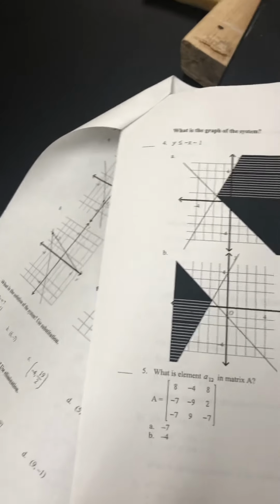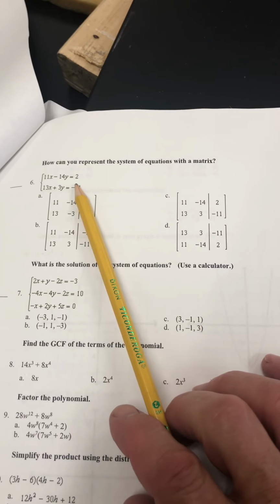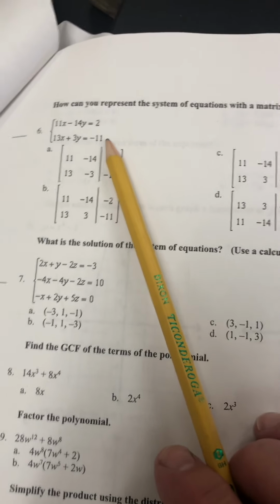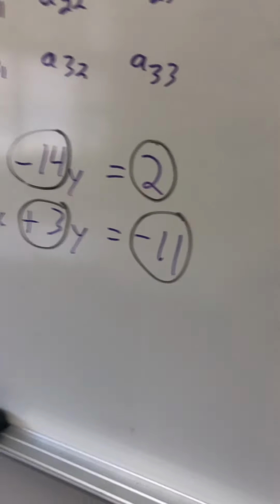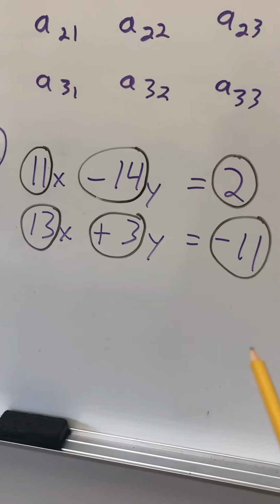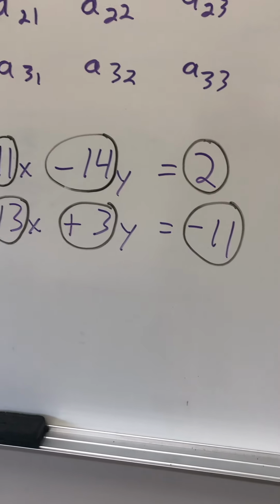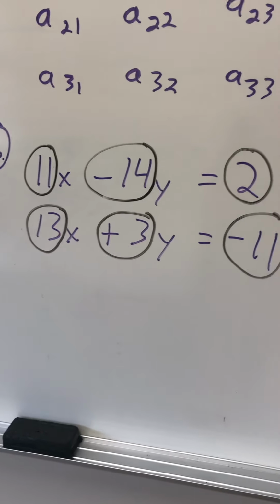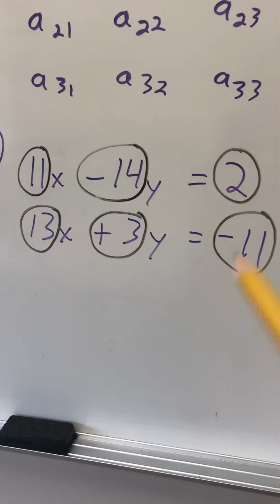For number 6, how can you represent the system of equations with a matrix? So you are going to just write these numbers. You would just list these numbers how they're set up in these equations, and I circled the numbers how they should look. The only thing that's going to look different is I have a +3 there, and it just has a 3. So this is how it should look for number 6. I can't go any further with that, or else I'd be giving you the answer.